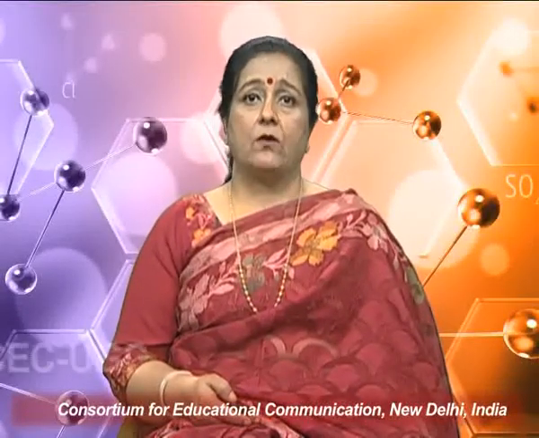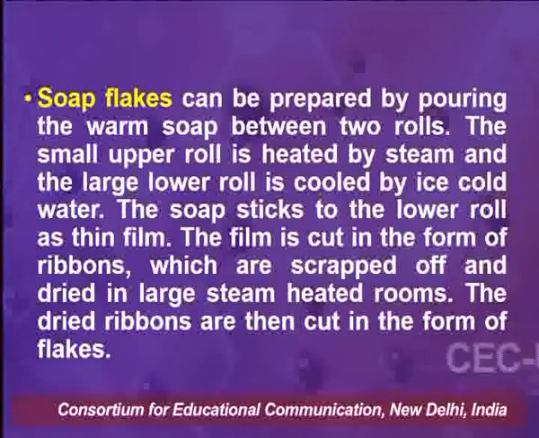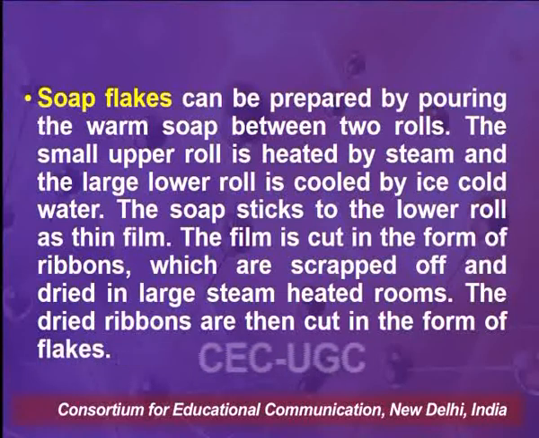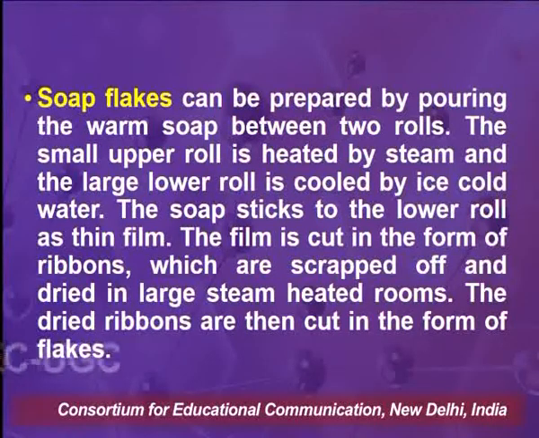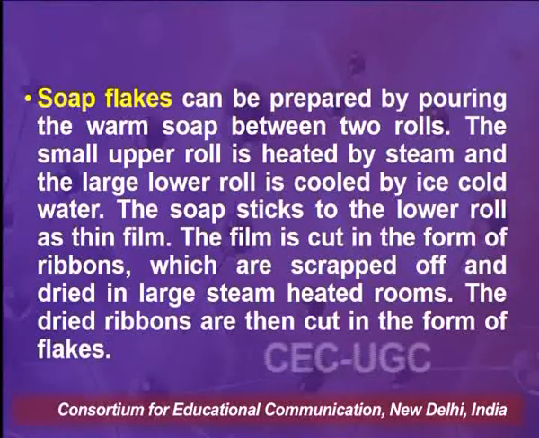Soap flakes can also be prepared by pouring the warm soap between two rolls. The small upper roll is heated by steam and the large lower roll is cooled by ice cold water. The soap sticks to the lower roll as a thin film. The film is cut into the form of ribbons which are scraped off and then dried. The dried ribbons are then cut into the form of flakes.